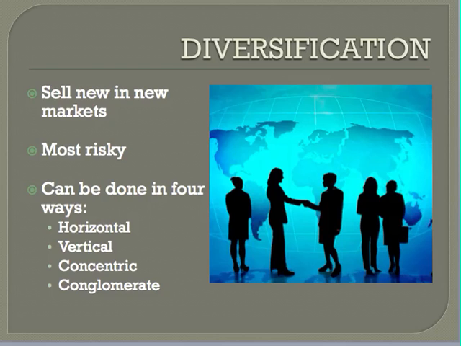First, horizontal diversification, which is new products in the current market. The second way is vertical diversification, moving into a firm's suppliers' or customers' business. The third is concentric diversification, a new product closely related to current products in a new market. And the last is conglomerate diversification, a new product in a new market. Let's go into more detail.